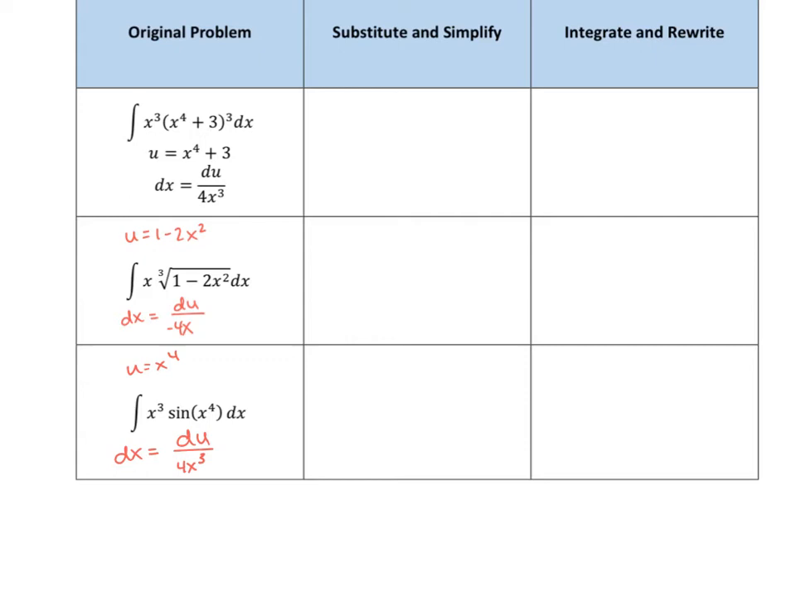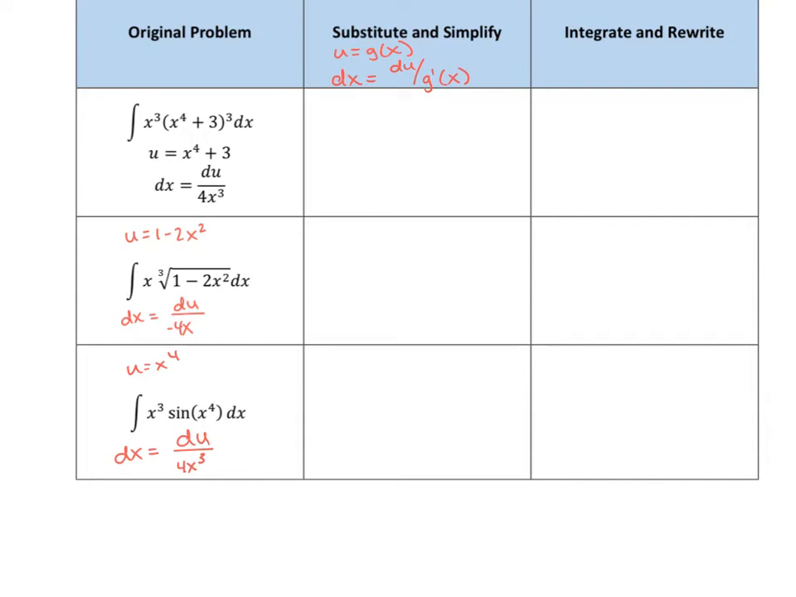With the next step, we need to substitute two things. We need to substitute u for g of x, and we also need to substitute whatever we have for dx, which will always be du over g prime of x. So we substitute those two things.